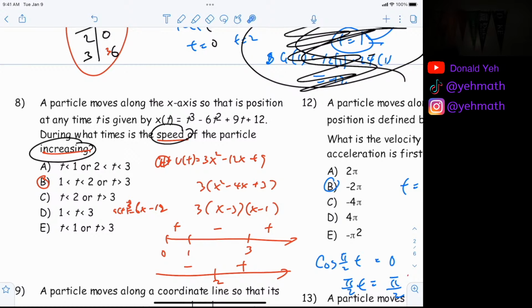Acceleration. So in this one, your points are 1 or 3 after factoring. Okay, then it's positive from infinity to 1, negative from 1 to 3, and from 3 on, it's positive.